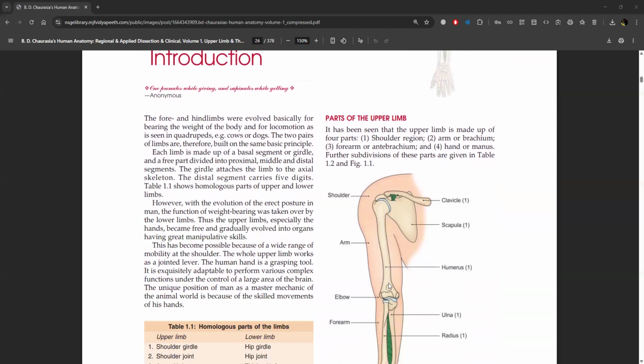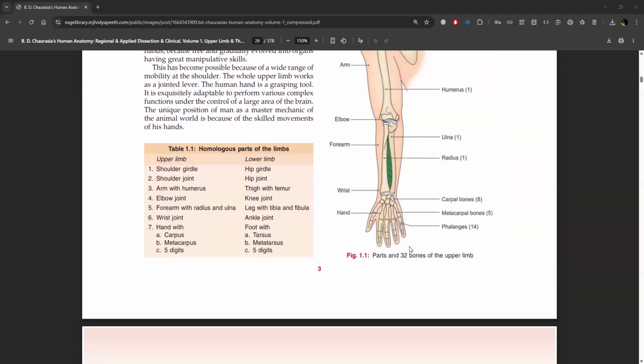Parts of the upper limb. It has been seen that the upper limb is made up of 4 parts: shoulder region, arm or brachium, forearm or antebrachium, and hand or manus. Further subdivisions of these parts are given in Table 1.2 and Figure 1.1.